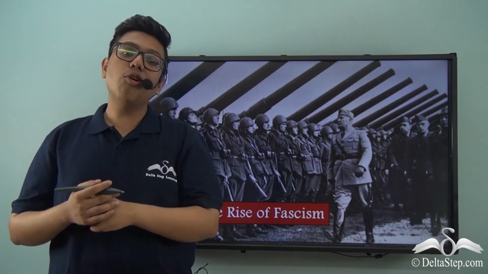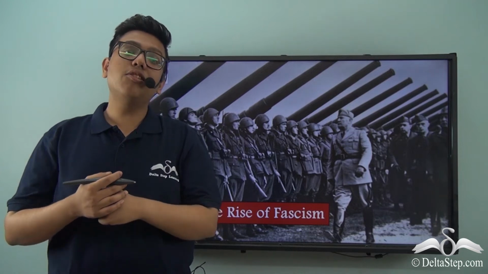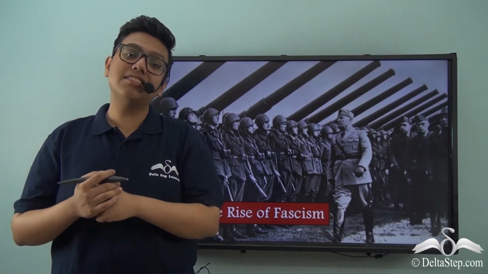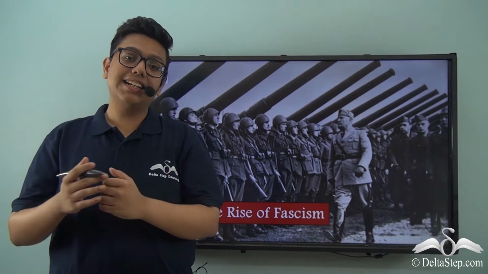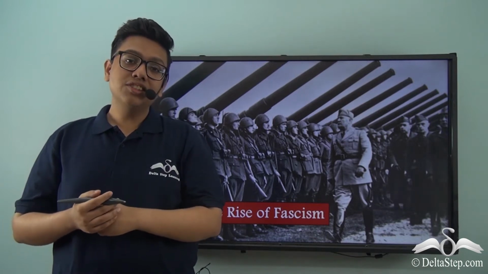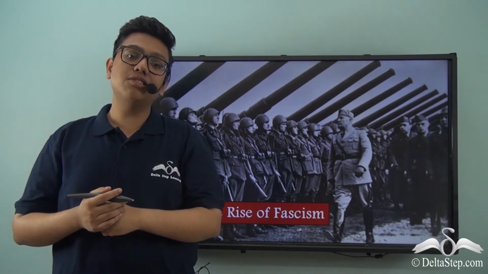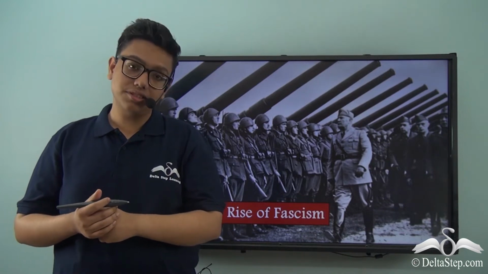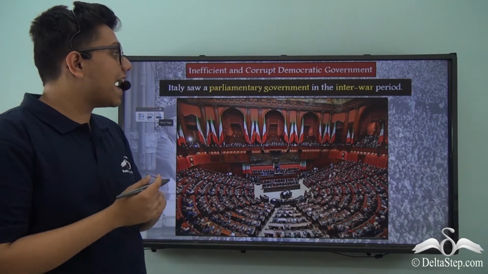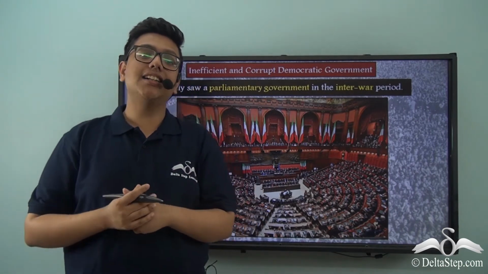Now, these two causes aside, there are some other causes which also led to the rise of fascism, which are also interconnected, as we will see. So let us now continue with the rise of fascism and its various causes. So we start off with the inefficient and corrupt democratic government that Italy had.